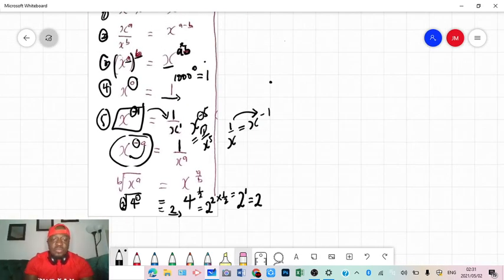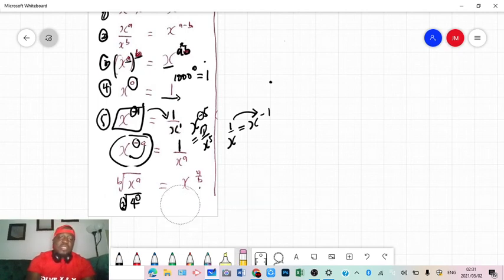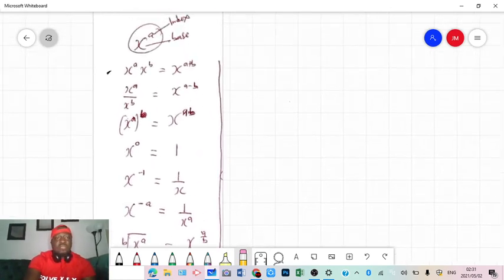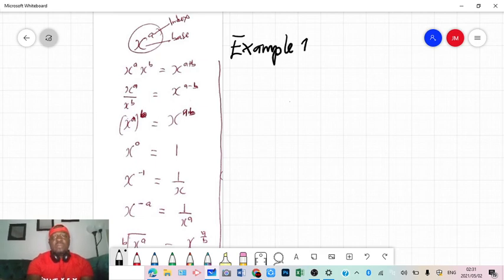Without any further ado, I would take us straight into application of all these laws that I've just explained with examples. So we're going into example 1, which we are to simplify.